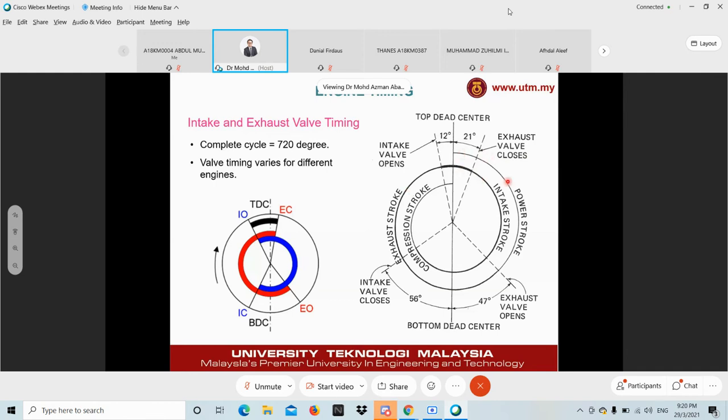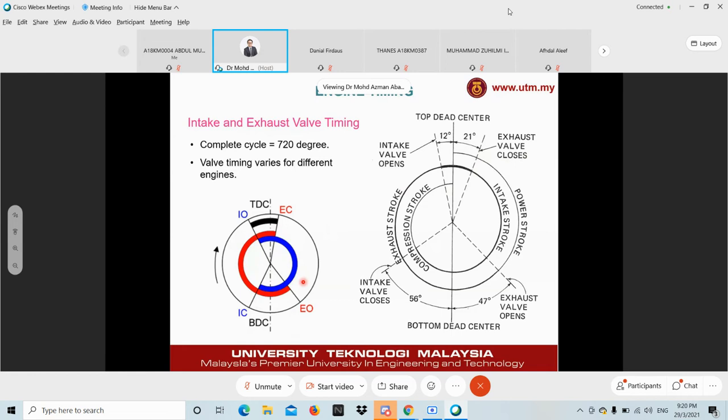So those are some of the things on how you can read your timing diagram. You can read it over here, which is colored. For your better understanding, blue is the intake valve, red is the exhaust valve. So you can see how you can describe the opening and closing of the intake and exhaust valves with respect to the piston position and crank rotation.